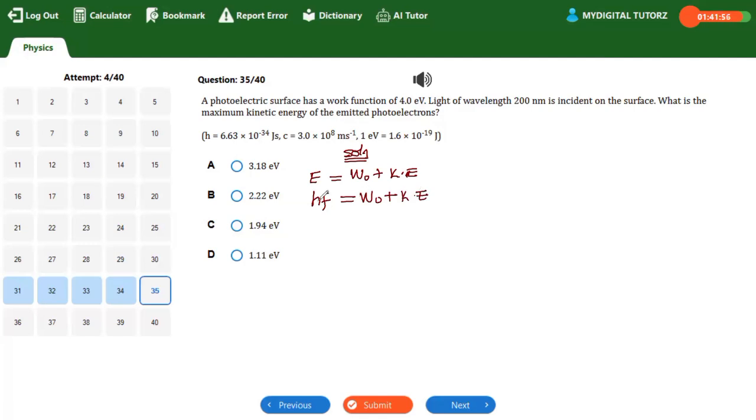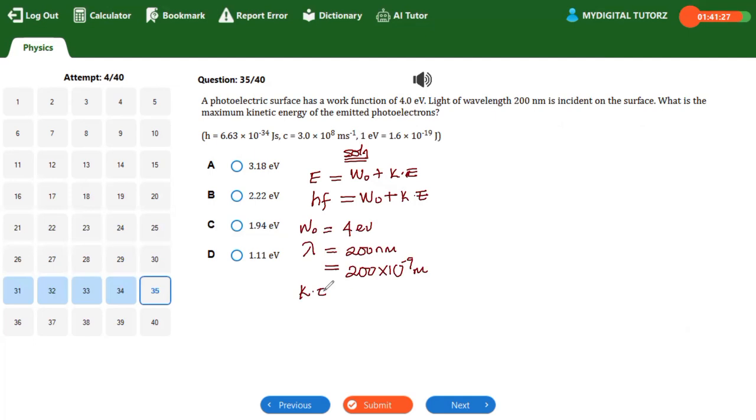Kinetic energy. But in our parameters here, there's no way we're given a frequency. So what we are given is a work function. Our work function is said to be 4 electron volt. We are given lambda, the wavelength, to be 200 nanometer, which is 200 times 10 raised to power minus 9 meter. Please take note of these conversions. What is the maximum kinetic energy?